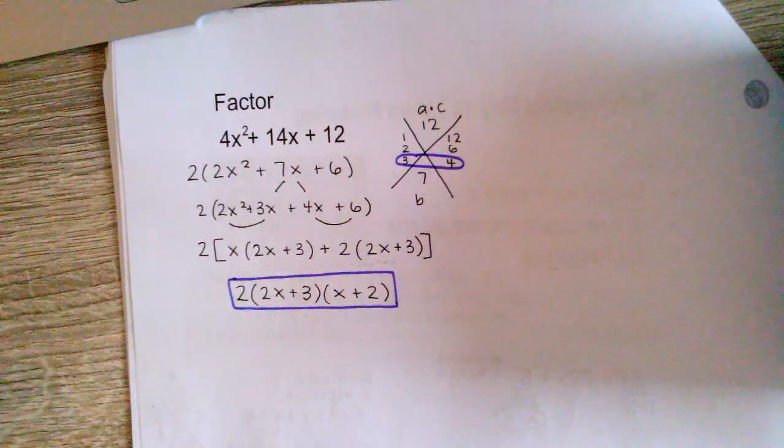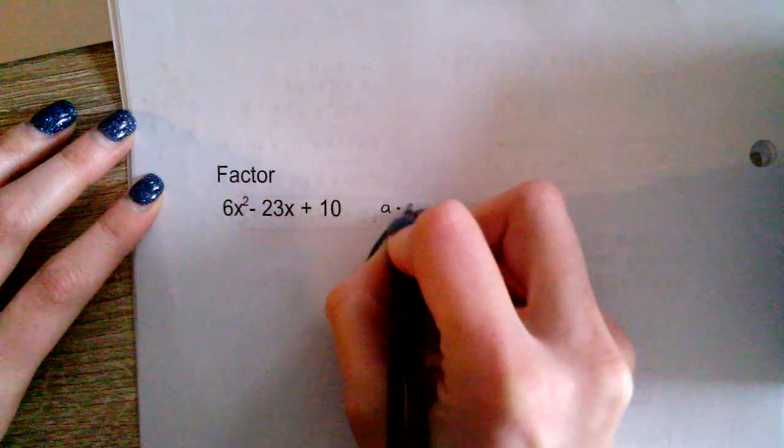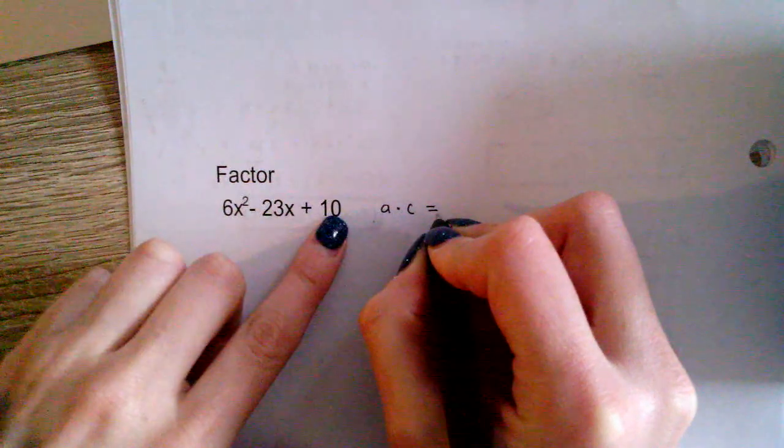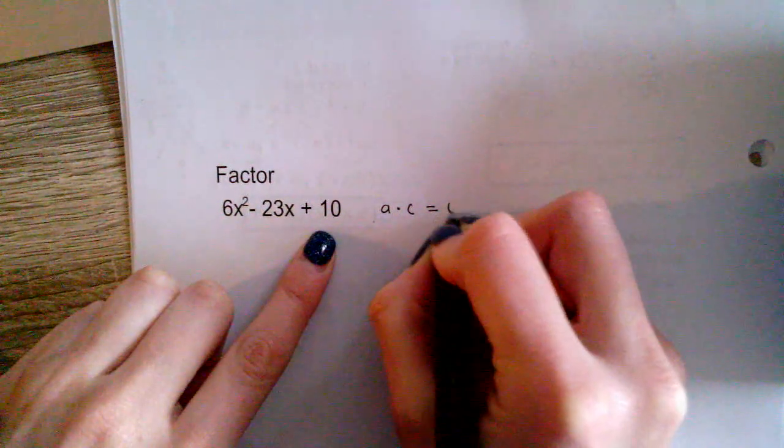All right, one last example here. We're going to do the last one, which is the 6x squared minus 23x plus 10. So first, we should always make sure that if we have a GCF, we factor it out. In this case, there is no GCF that we can take out of everything. So let's try this one with the swing method again. So we're going to do A times C. So that's 6 times 10, so the first times the last, that gives us 60.